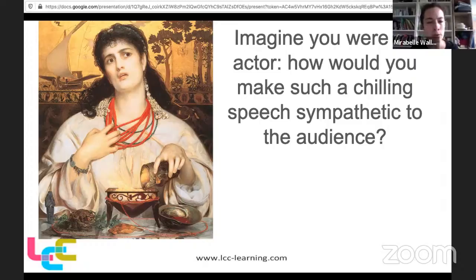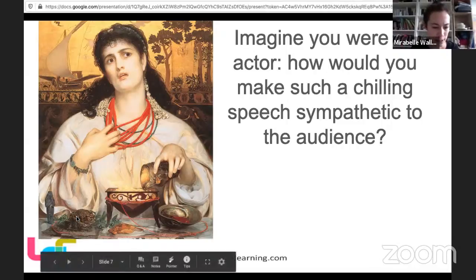What would you do with your body language? How would you say certain words? Would you portray yourself the way she's doing it, with the kind of wild eyes, looking as if you're in a frenzy with this witchy situation, or would you do it differently?